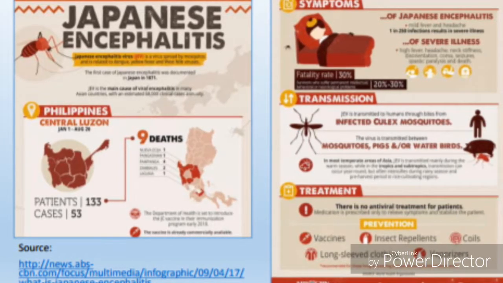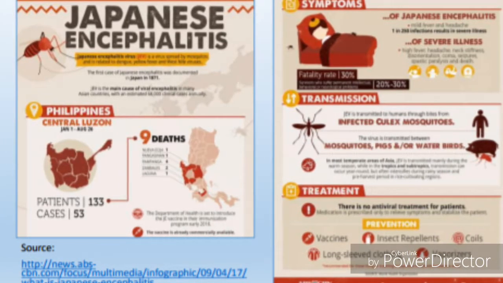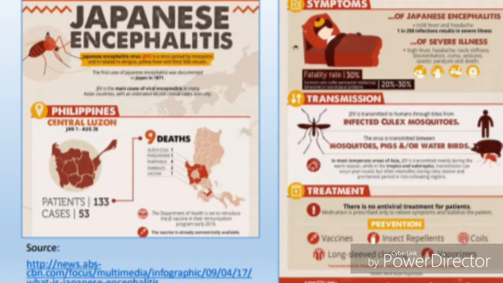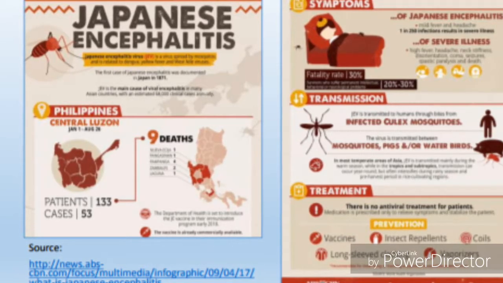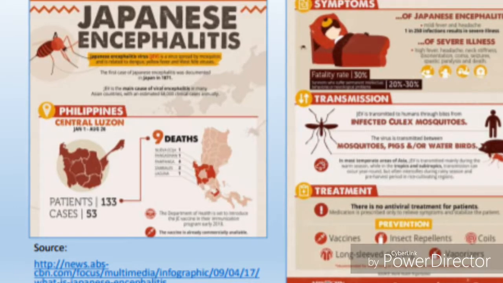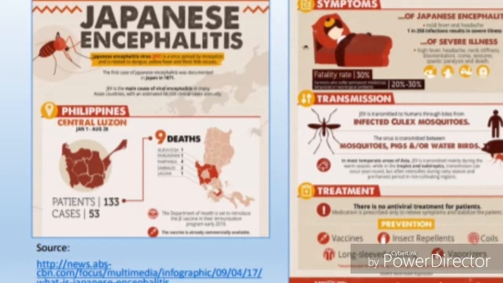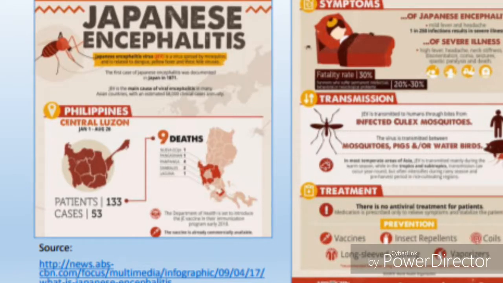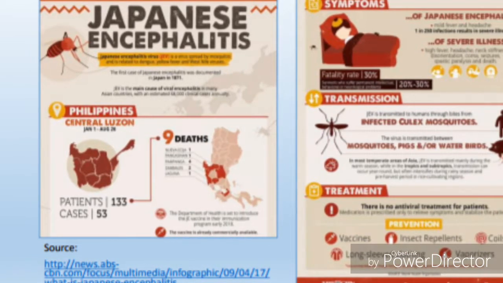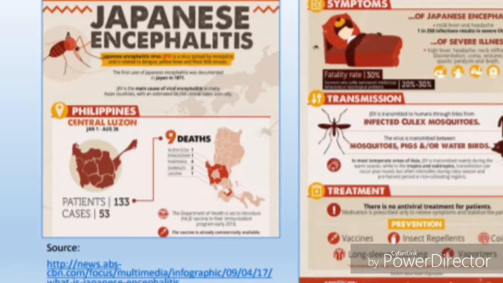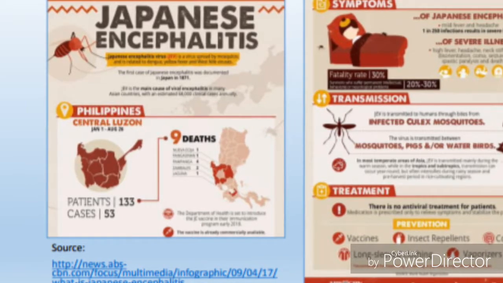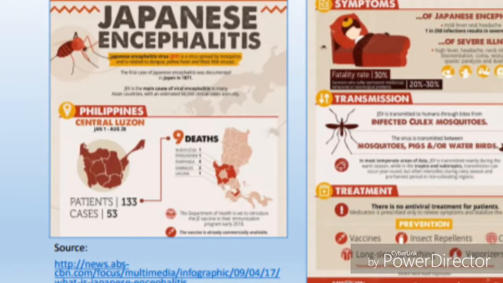Next element is organization, because it is organized well, as you can see in the picture. Next element is repetition. As you can see in the Philippines, symptoms, transmission, treatment, the font style is repeated. Next and the last element is the contrast, because the background is light and the text has been darkened.